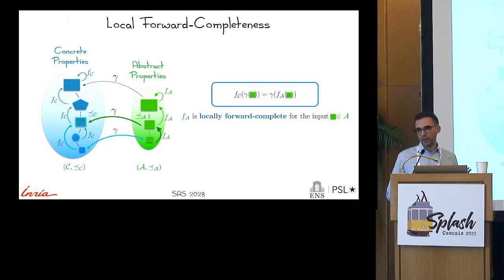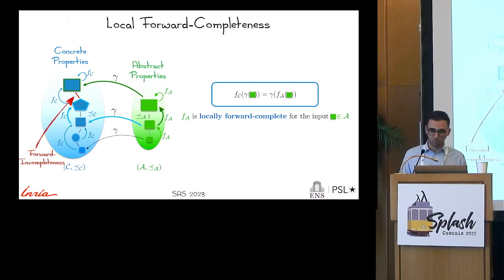We can require also a weaker version of forward completeness, which is called the local forward completeness, when we require completeness over just an input. So in this case, it might happen that the result is not the same in the concrete properties, when the result of the abstract operator is concretized over the concrete properties. So in this case, we have a forward incompleteness.